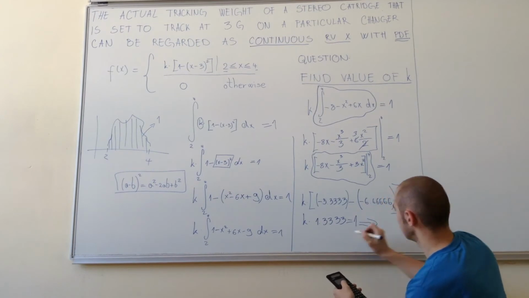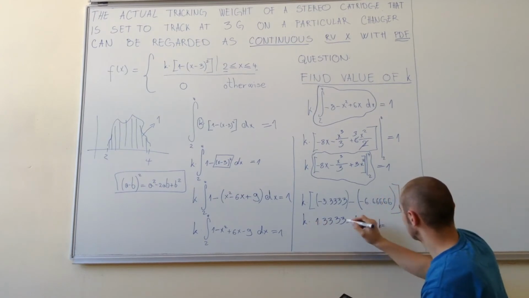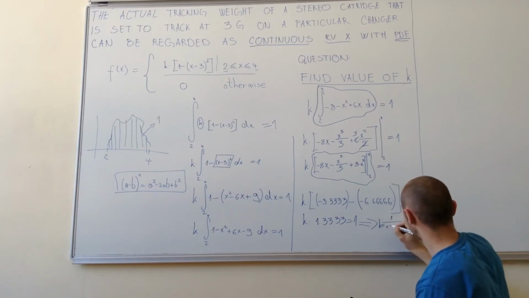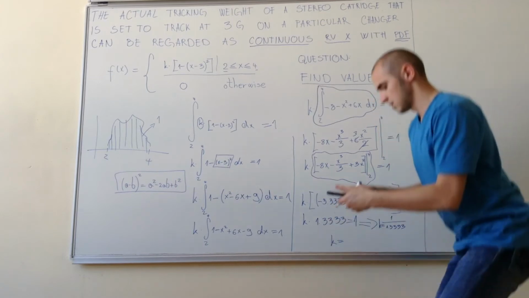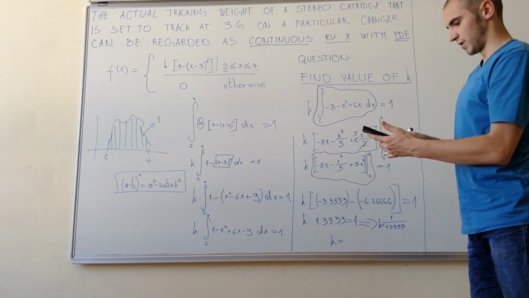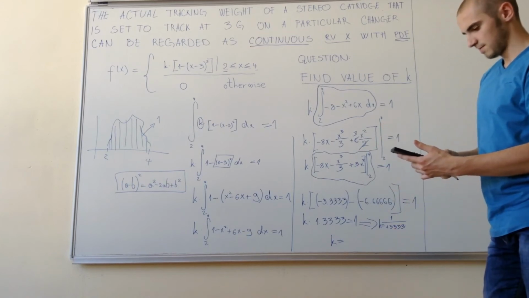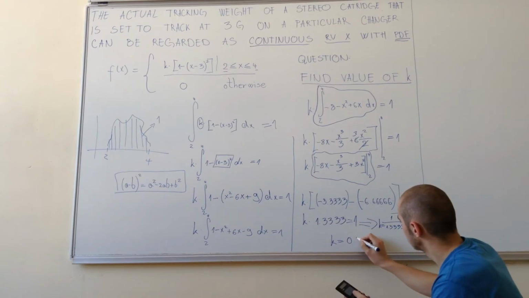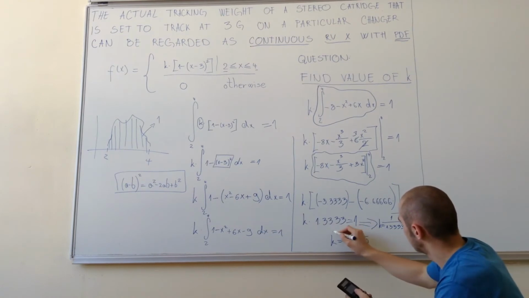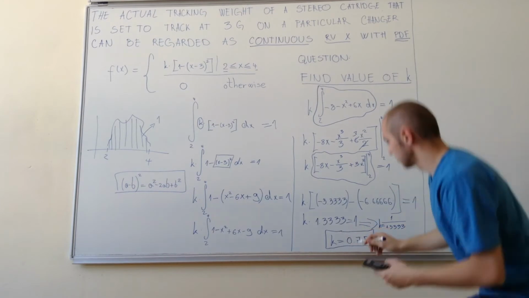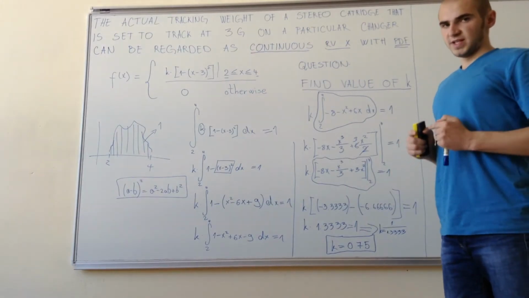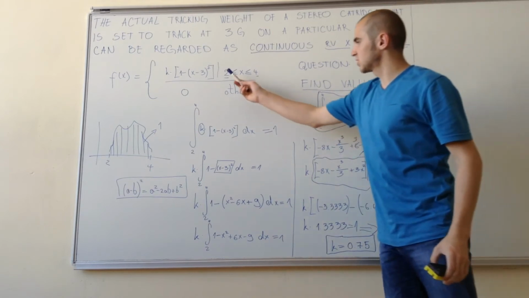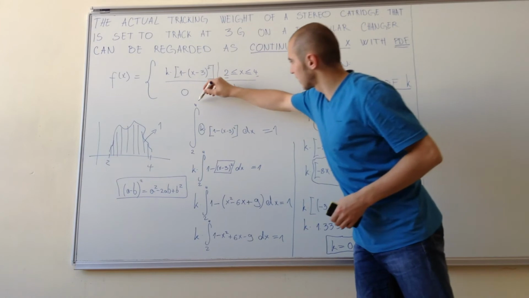And from here we clearly see that k equals 1 over 1.3333, which is k equals 1 over 1.3333 is equal to 0.75. And that is the solution for our question. Now we have found the value of k. The thing you should notice here is that we have actually solved this integral here.